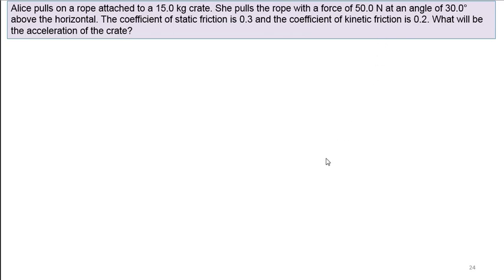So this is not an object on an incline. The only time you break your force of gravity mg into those components, mg cosine theta and mg sine theta, is when your object is sitting on an inclined plane. That is not the case in this problem.